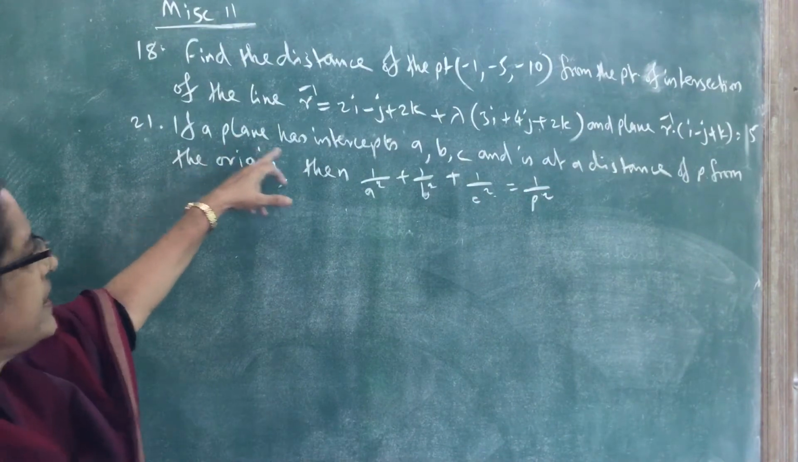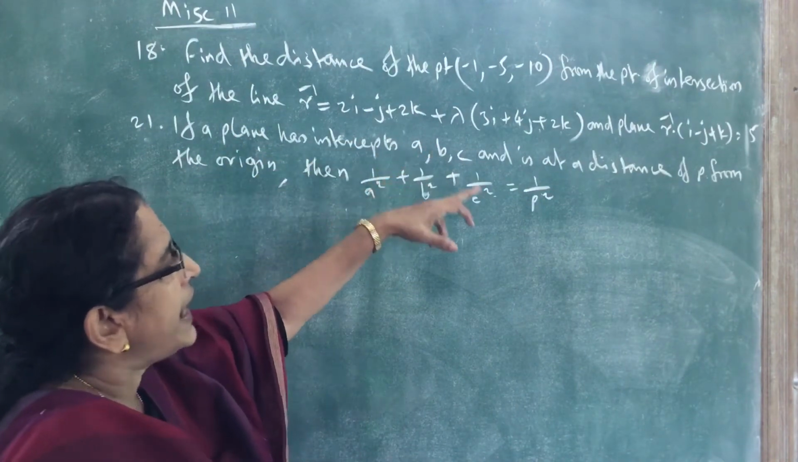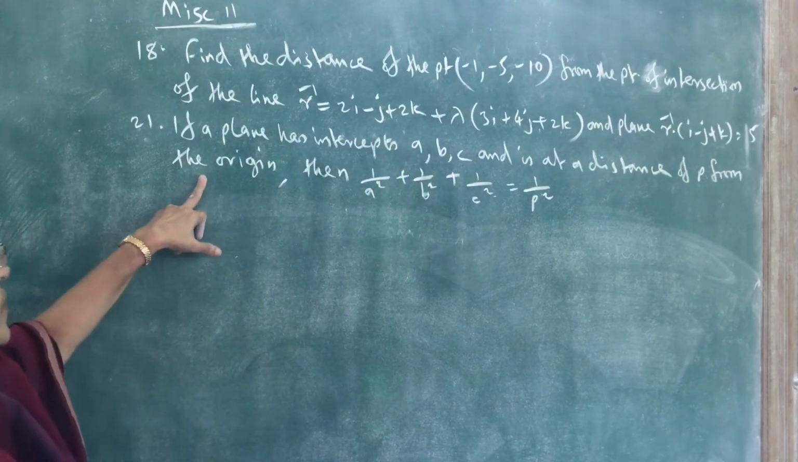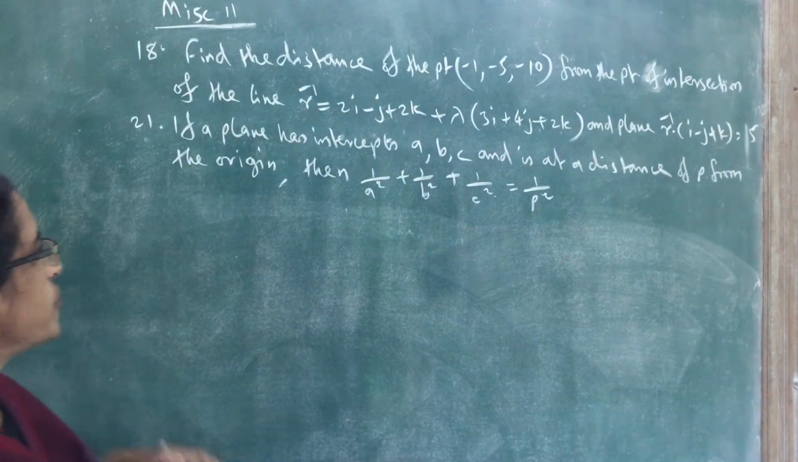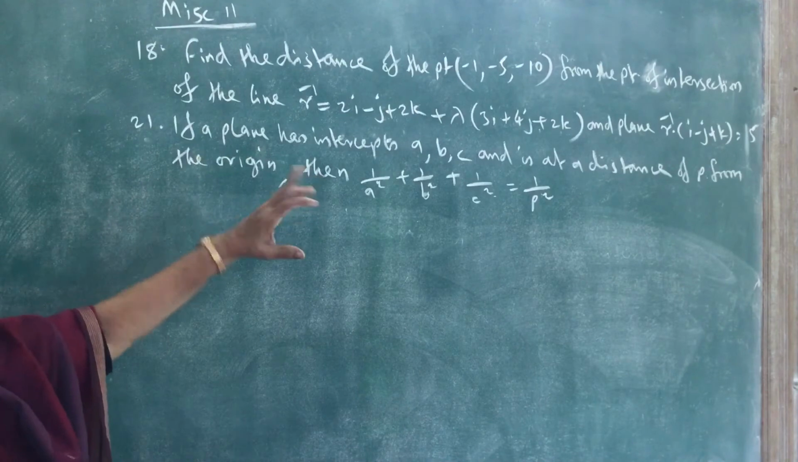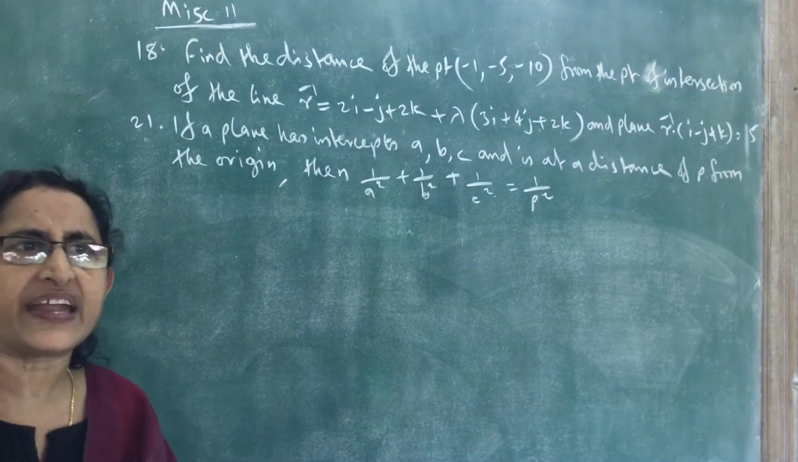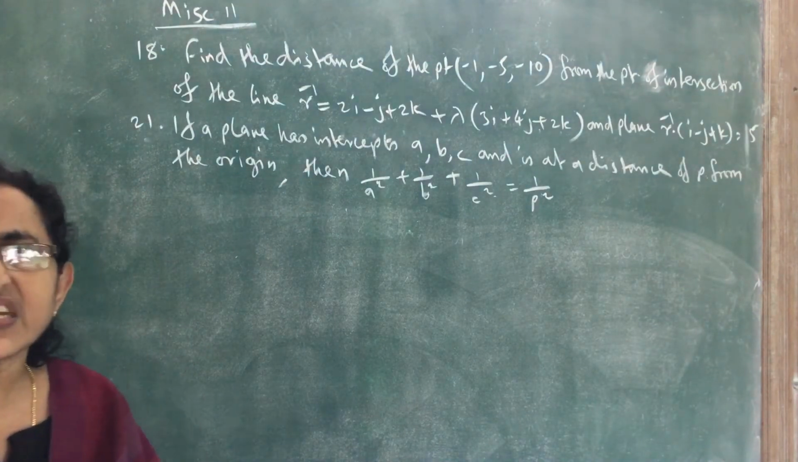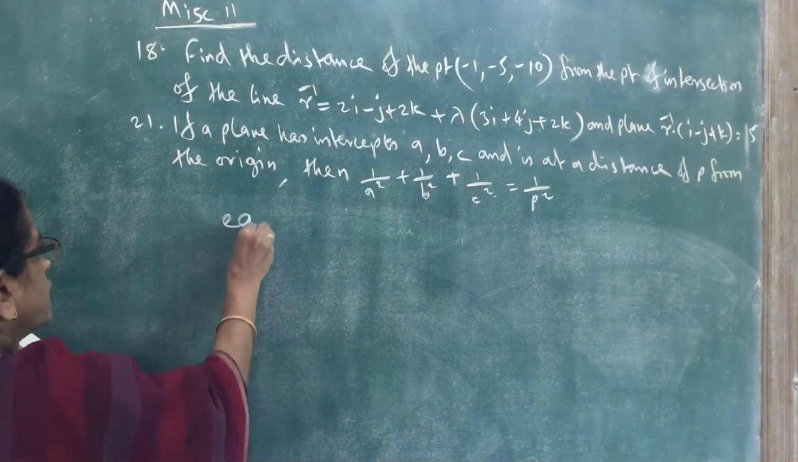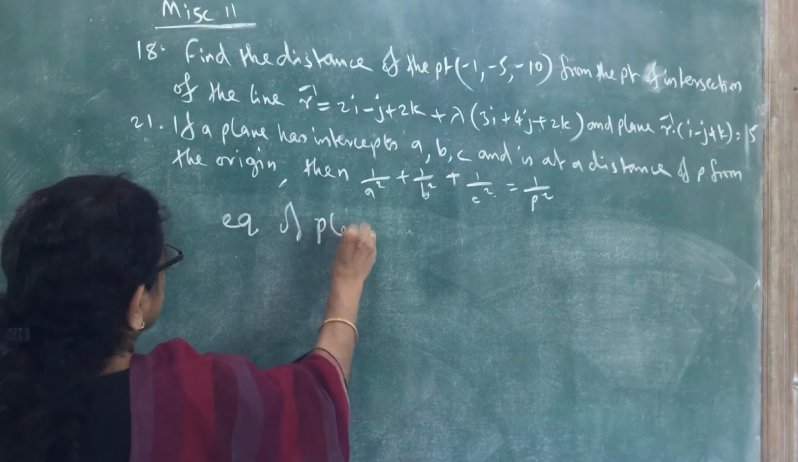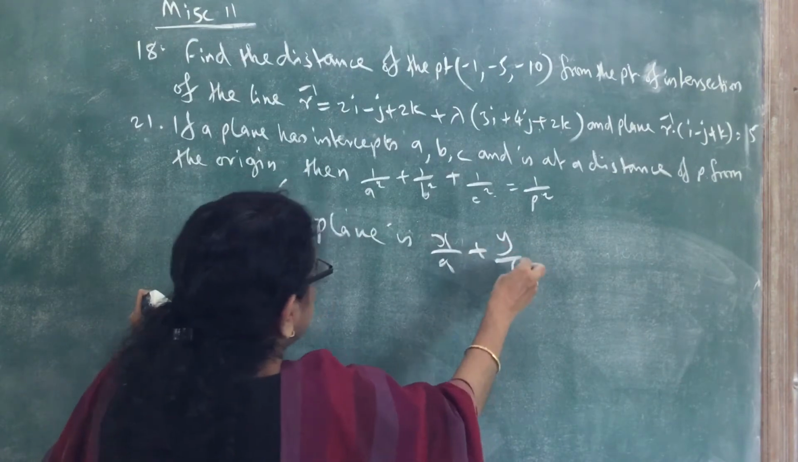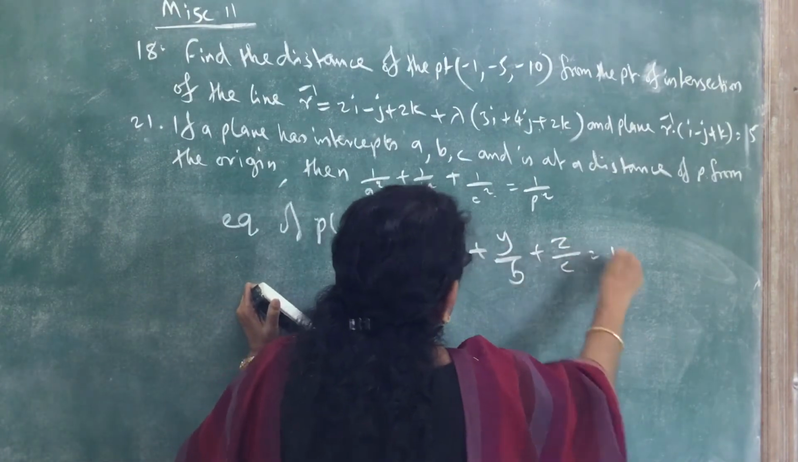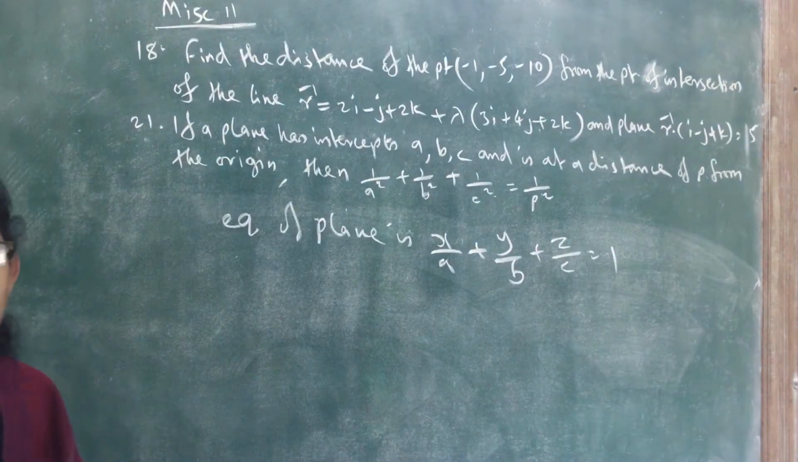Here, if a plane has intercepts a, b, c and is at a distance of p from the origin, then prove that 1 by a square plus 1 by b square plus 1 by c square is equal to 1 by p square. So what is given? If a plane has intercepts a, b, c, we know the equation of the plane is x by a plus y by b plus z by c equal to 1. This is the intercept form of the equation of the plane.